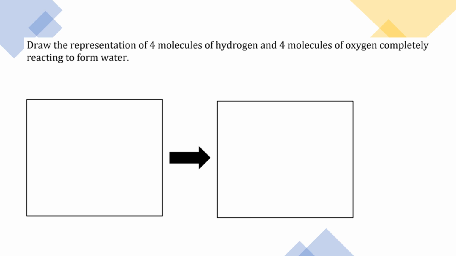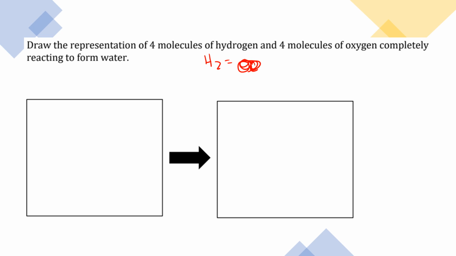Draw the representation of 4 molecules of hydrogen and 4 molecules of oxygen completely reacting to form water. Water can be water vapor, or a liquid if you want. Remember, when you say a molecule of hydrogen, that implies two H's bonded together, because hydrogen and oxygen are examples of diatomic elements. So a hydrogen molecule is going to be like this.